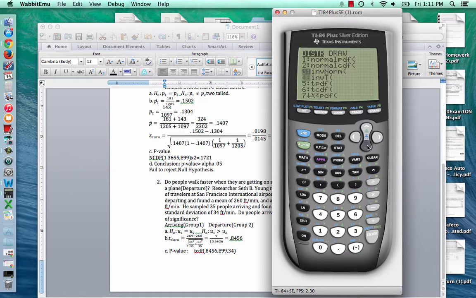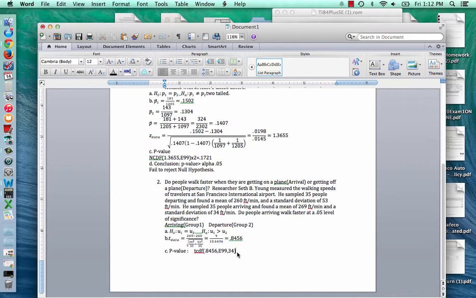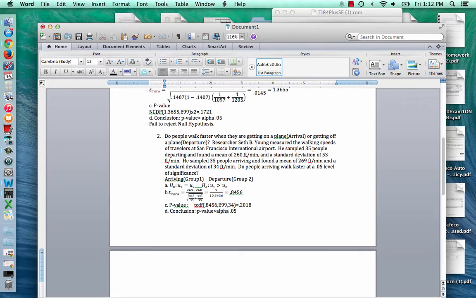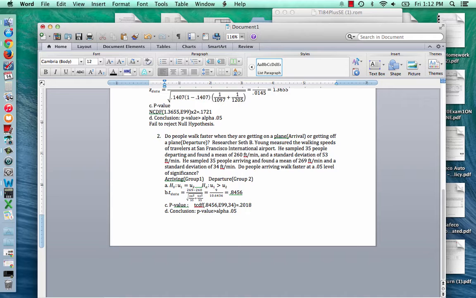TCDF. We're going to do 0.8456, comma, E99, comma, the degrees of freedom, 34. So that gives us a p-value of 0.2018. And for our conclusion, our p-value is definitely greater than alpha, which was 0.05, so our conclusion will be to fail to reject the null again.